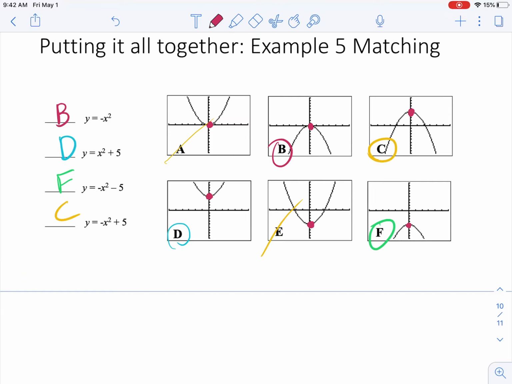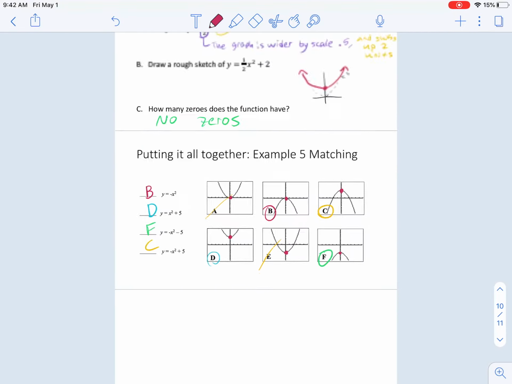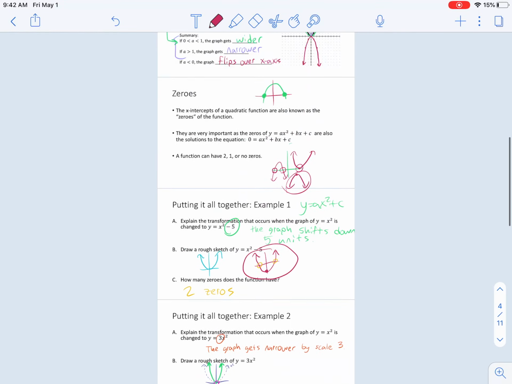It's a good way to help you see how the shift is happening. Whether it opens up or down is pretty easy to see. But the shift, focus on the vertex. It should be on the x-axis, so if it's above, it's a positive c, and if it's below, it's a negative c. And that's it. That's the end of this lesson.